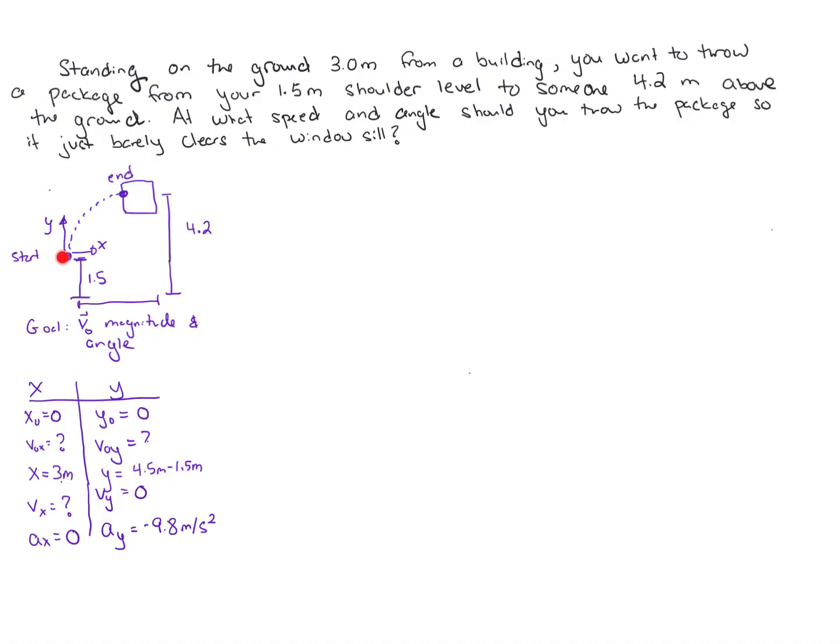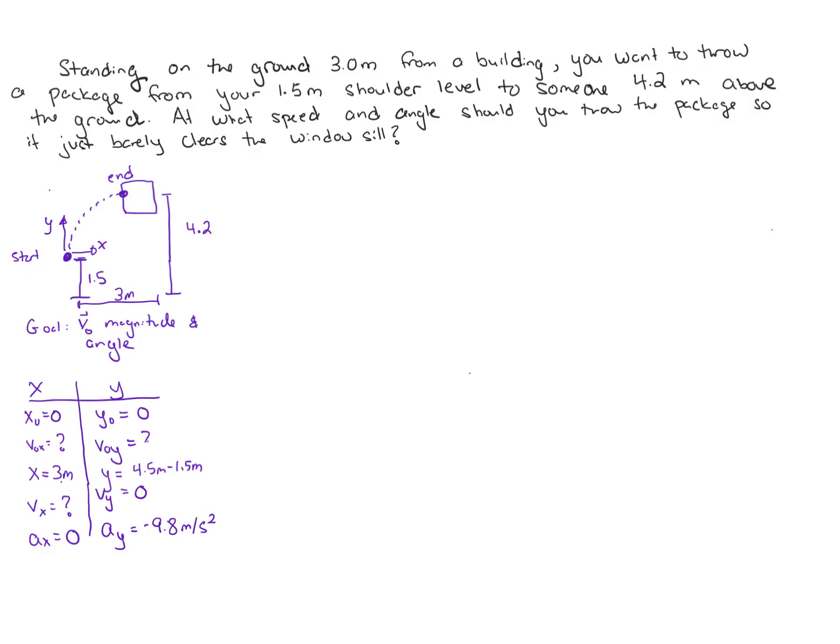All right, so here's my shoulder. Here's the window. I've drawn them 3 meters apart. I forgot to label that 3 meters. And my shoulder is 1.5 meters above the ground. The window is 4.2 meters above the ground. Here it is getting thrown from my shoulder to the window. I've decided this is the start and this is the end.